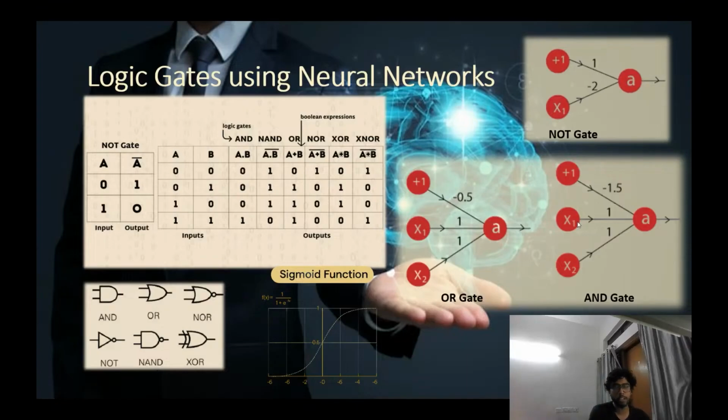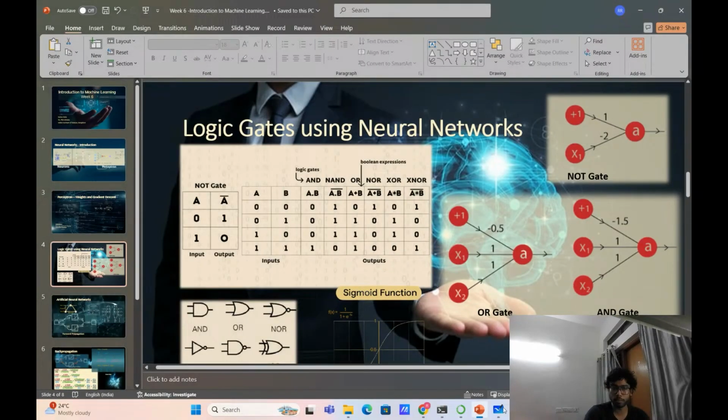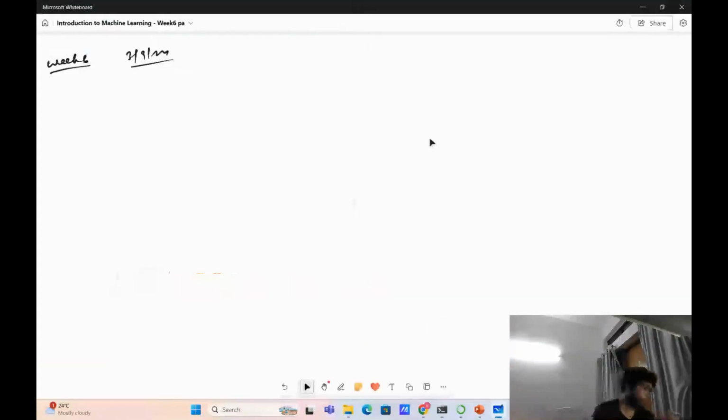Now the question is how to get the weights in this case. How did they get the weights 1 and minus 2? We'll see how it happens. Now let me move on to my notepad. So let's start with the NOT gate first.